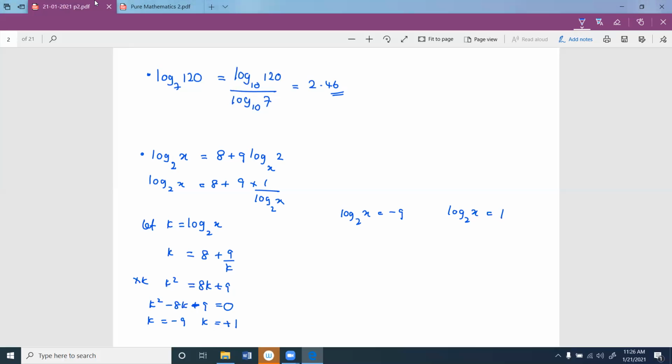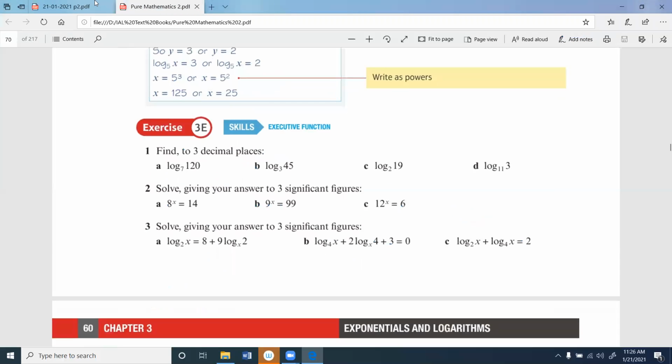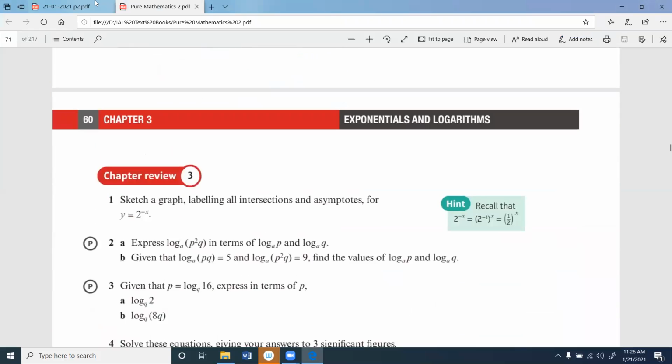From here, you can say x equals 2 to the power 9, and here x equals 2 to the power minus 1. So from here, you get the answers x equals 512 and x equals 1 over 2. So that's a way of getting the answer for this kind of question. Hope you have understood how to do this kind of situation. All these questions are just like that, you can solve them, right? Okay.